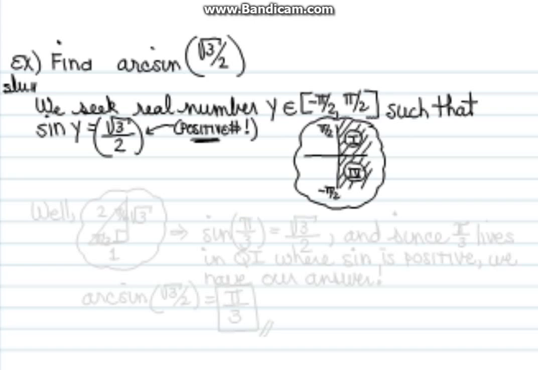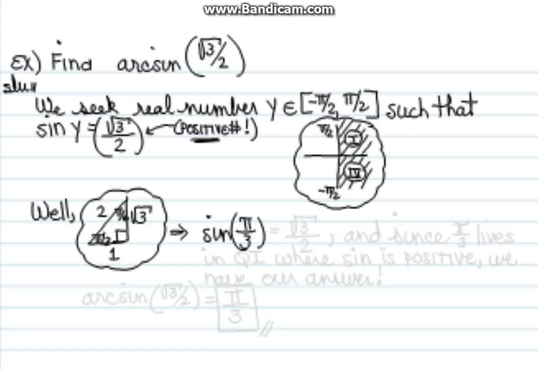Okay, let's continue. These numbers, square root of 3 and 2, look very familiar. They come from that special triangle, 30, 60, 90, pi over 6, pi over 3, pi over 2, with sides 1, 2, square root of 3. Now, we know sine is opposite over hypotenuse, so the sine of pi over 3, the angle down in the corner, is opposite square root of 3 over hypotenuse 2. And, of course, pi over 3 lives in quadrant 1 where the sine is positive, so we're really happy about that. We have our answer. It meets all the required conditions.